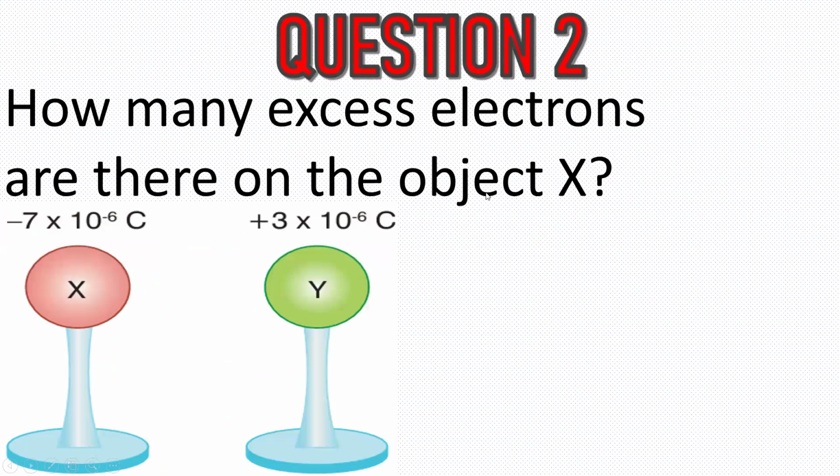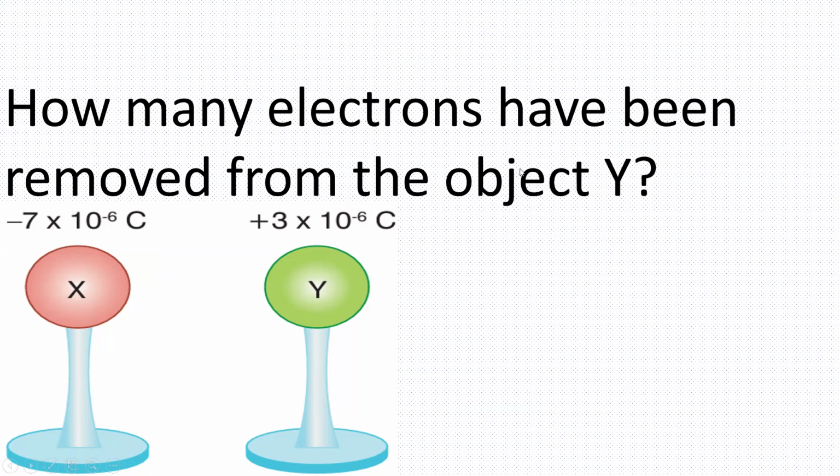Question 2. How many excess electrons are there on the object X? Now they're asking how many excess electrons on the object X, because this is negative. Excess electrons, they are saying. Please stop the video and try first. We are going to use our quantization of charge formula. Okay, I hope you have done. Yes, okay, we can start.